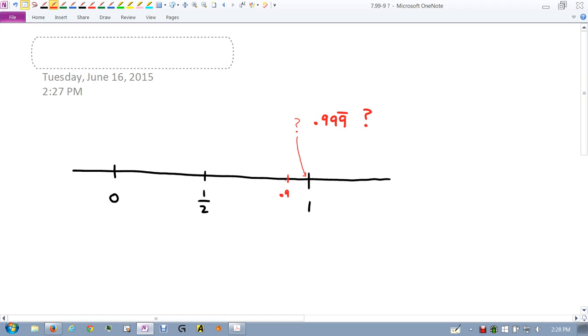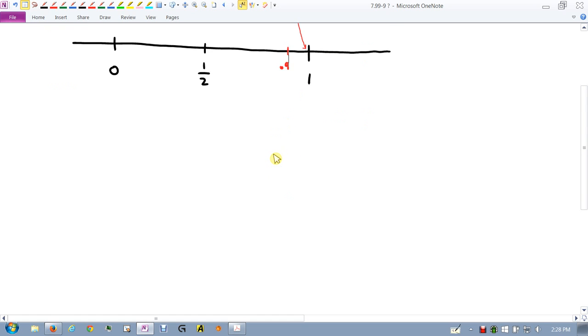So how about this? Do you think this seems reasonable? Let me write something down, and then you're going to tell me whether or not you agree with me, yes or no. Let's see if we can make sense out of this. I'm going to call X 0.999 forever, which is what we think is the number right next to 1 to the left, right?